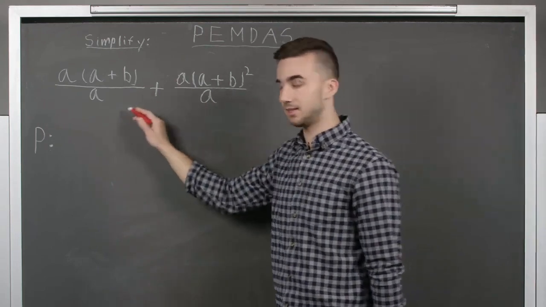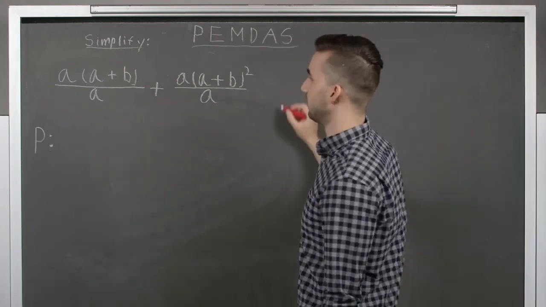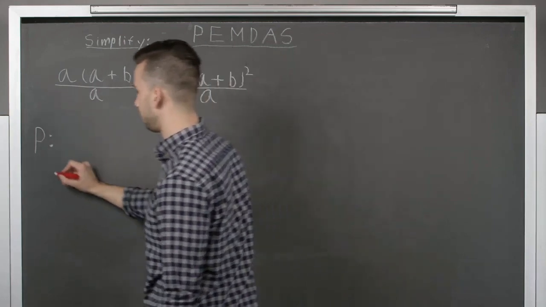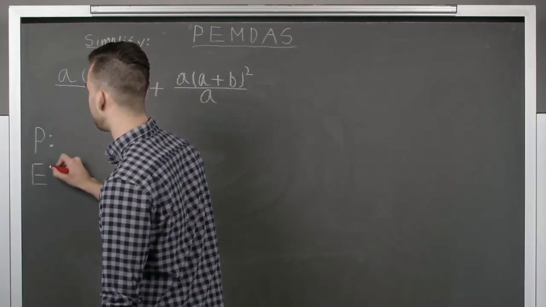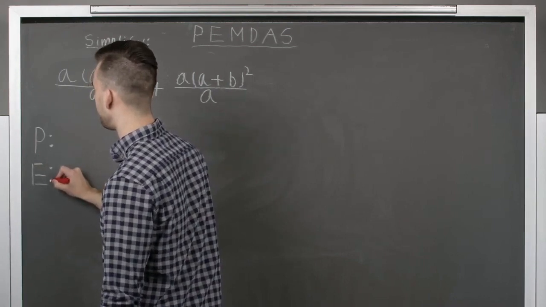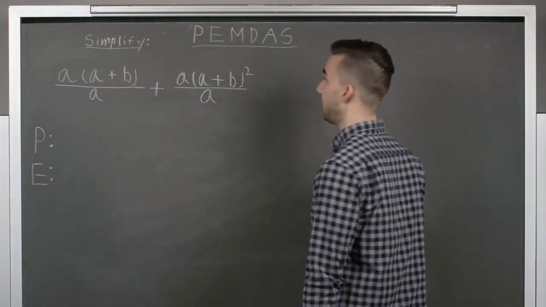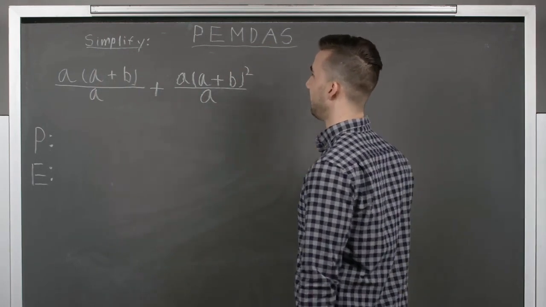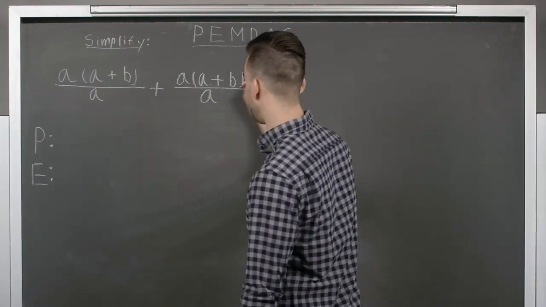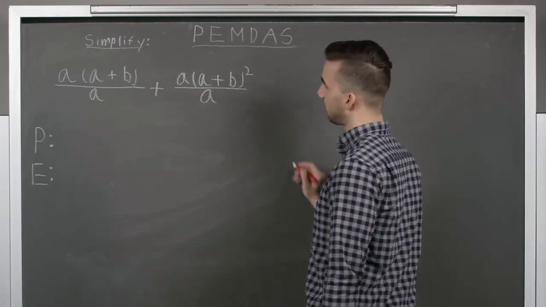And then let's move on to the exponent step. So E. Can we do anything with exponents? Yes, we can. We can square this, and that's our only exponent. But let's rewrite it with this squared.